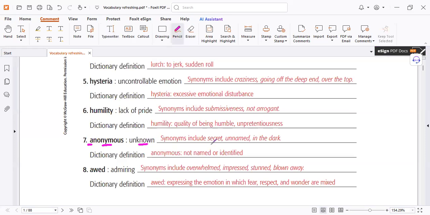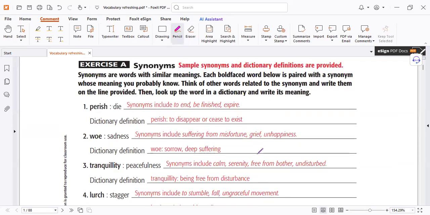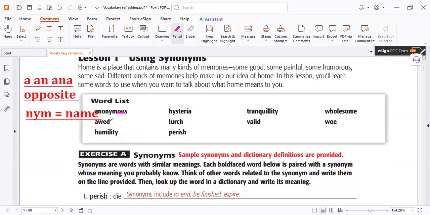If something is unknown, of course it could be secret, it could be in the dark, not named, not undefined, not famous, like that. So that means letters in the word can help me to know the meaning. This is the first technique.